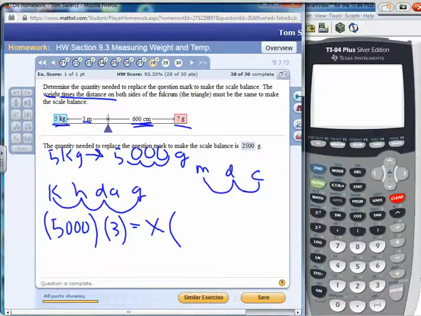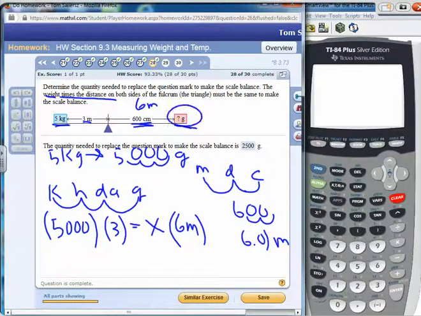I'm sorry, 2 jumps to the left. So 600 centimeters would be 6.0 or 6 meters. So we're going to multiply x by 6 meters. Okay, so we're doing everything in grams times meters. So when we get our answer, it will be in terms of grams. So now we just have a simple equation to solve.